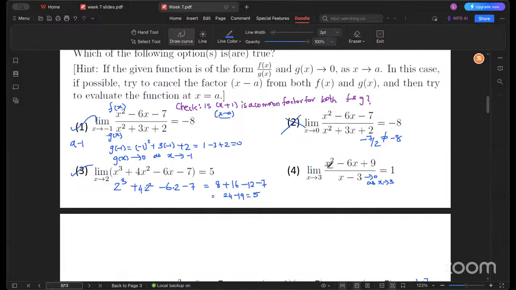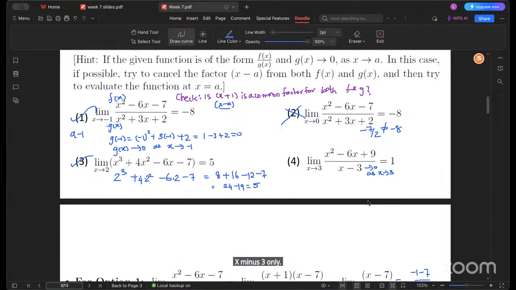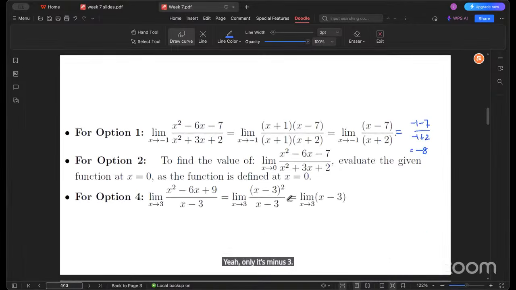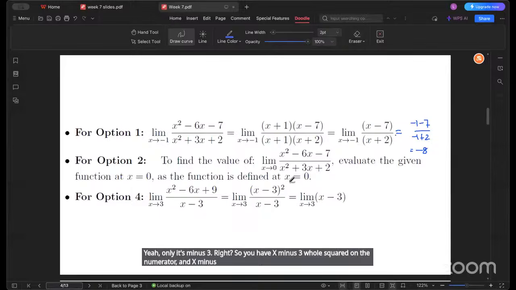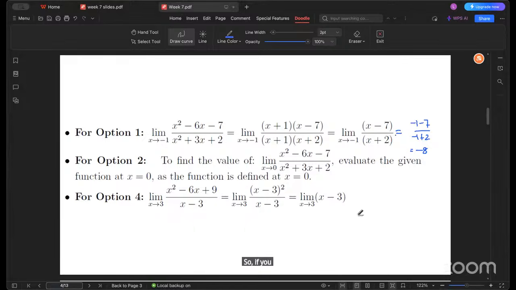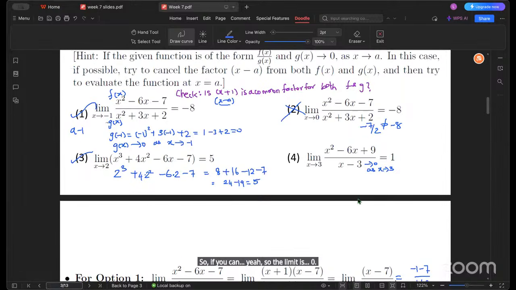The numerator is x minus 3 whole square. So if we cancel x minus 3, what will be remaining? x minus 3 only, right? So you have x minus 3 whole square on the numerator and x minus 3 in the denominator. So if you cancel, the limit is 0. Here it is given as 1, so this is also incorrect.